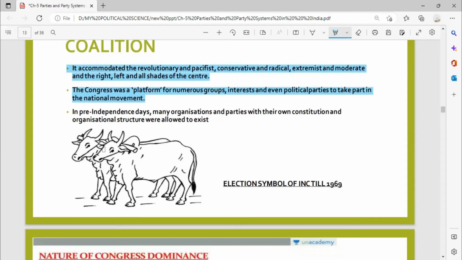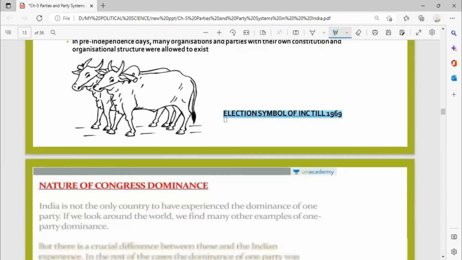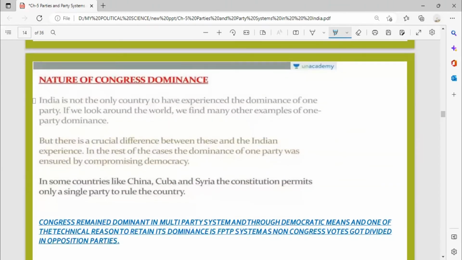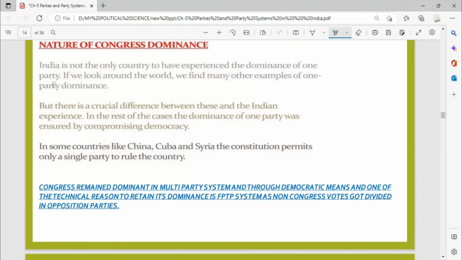If you see here, the symbol of Congress till 1969 was only a pair of bulls or oxen, if you are able to see. So it connected with rural areas. Today we see the hand. The hand was given by Indira Gandhi. So we need to understand this. Now, what was the nature of dominance of Congress? India is not the only country to have experienced the dominance of a party. If we look around the world, we find many other examples of one-party dominance.